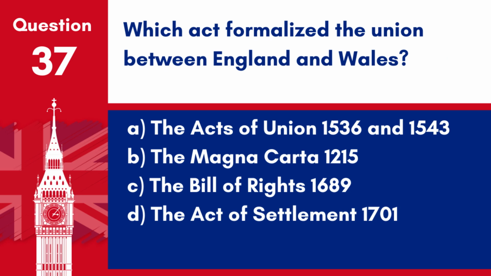Question 37. Which act formalized the union between England and Wales? A. The Acts of Union 1536 and 1543. B. The Magna Carta 1215. C. The Bill of Rights 1689. D. The Act of Settlement 1701. Answer: A. The Acts of Union 1536 and 1543. These acts formalized the administrative and legal union of England and Wales.